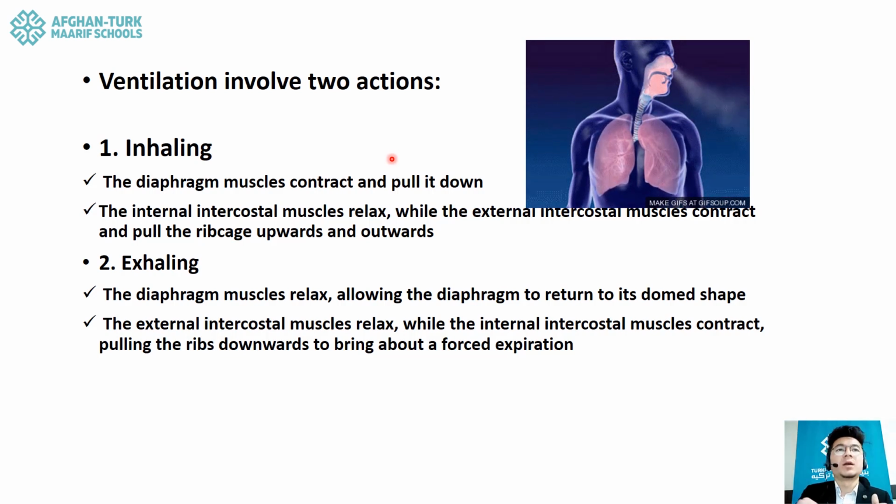Then exhaling is the process of getting the air out of our body, and this is happening like this: diaphragm muscles relax and allow the diaphragm to return to its shape again. Then the external intercostal muscles relax while the internal intercostal muscles are contracting and pulling the ribs downward, and brings a forced expiration.